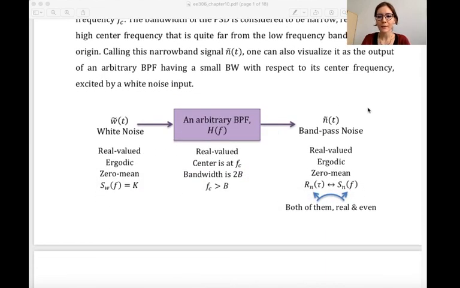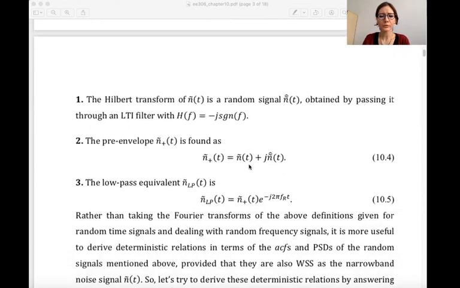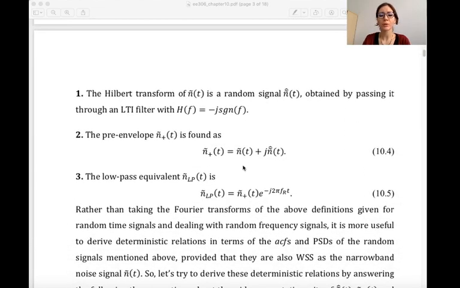So remember that the bandpass noise model that we are considering is obtained by taking white noise, which has flat spectrum, and filtering white noise through an arbitrary bandpass filter. So what we tried to do so far was to study the properties of our bandpass or narrowband noise signal in terms of its pre-envelope and its low-pass equivalent. So here are some of the basic definitions we saw in the last lecture, so let's briefly remember.